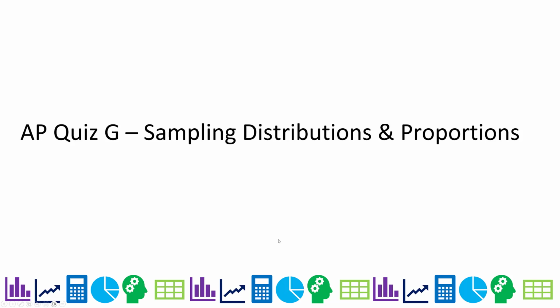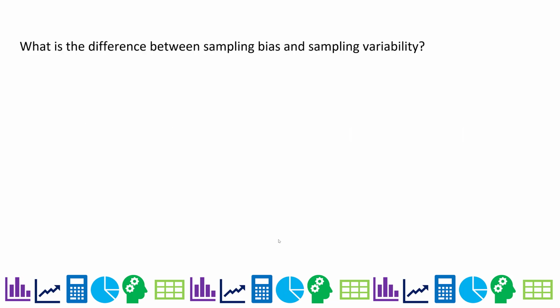So we're going to review for your quiz on sampling distributions and proportions, and this video is primarily for those of you who missed the review in class on quiz day. So what is the difference between sampling bias and sampling variability?